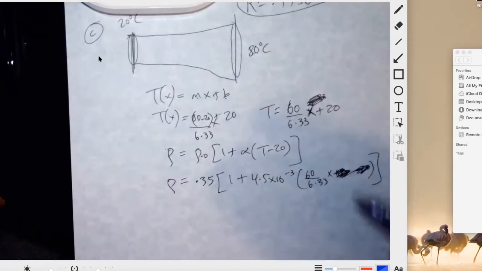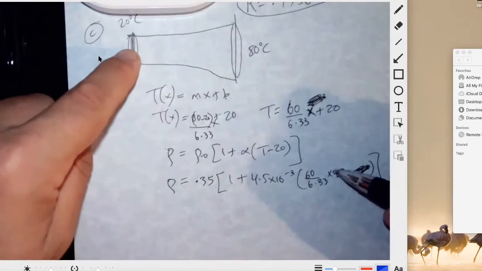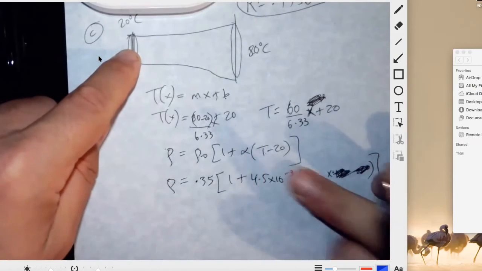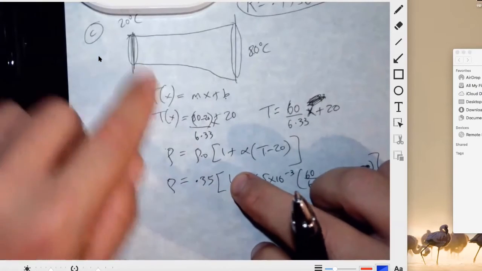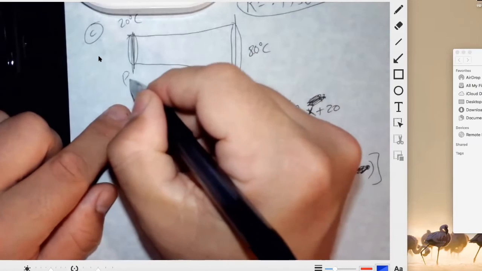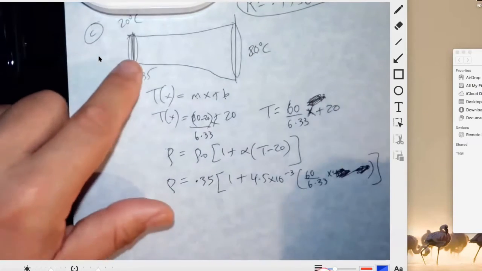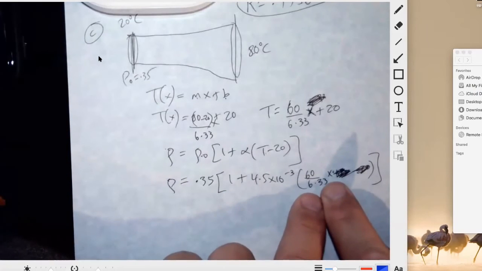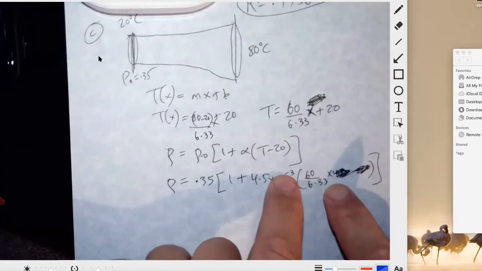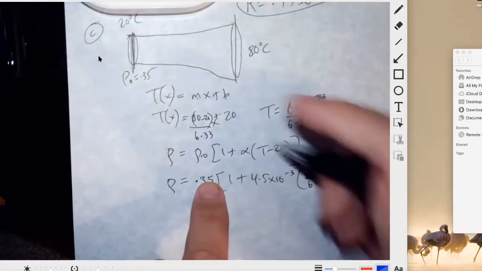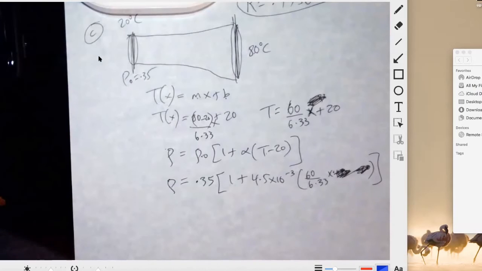And then let's see if this makes sense. So when x is equal to 0, this whole thing disappears. And then your resistivity is 0.35 here. So that's the initial resistivity, 0.35. Then when x is equal to 6.33, you're going to multiply 60 by that, add 1 to it, and that will give you the final resistivity here. Yeah, so that makes sense. The equation works.